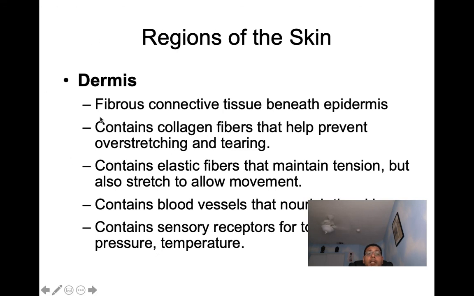When we talk dermis, dermis is the fibrous connective tissue found beneath the epidermis. And it's going to contain collagen fibers that are going to help prevent overstretching and tearing. It also contains elastic fibers that maintain tension, but also stretch to allow movement. We'll see this region contains blood vessels that nourish the skin, and it's going to contain sensory receptors for touch, pain, pressure, and temperature.